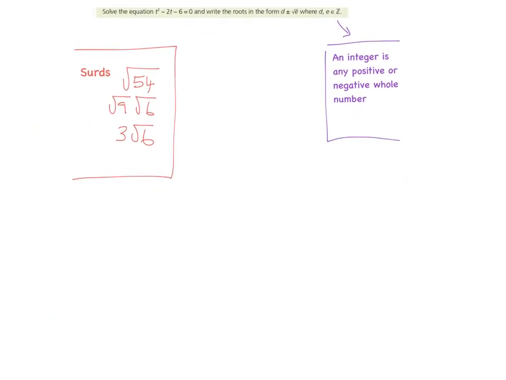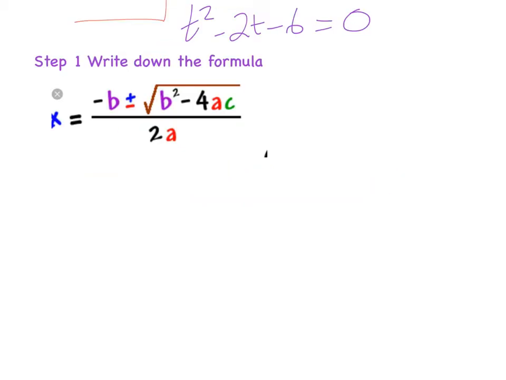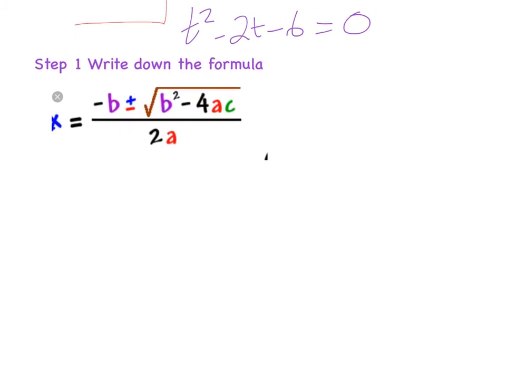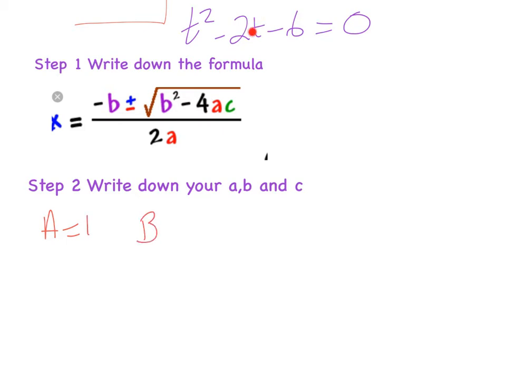Okay, so I have t squared minus 2t minus 6. And we always know that when we're using the minus b formula, step 1 is of course to write down the formula. And step 2 then is to assign your a, b and c, so to fill in your variables. So in this instance I can see that my a is always going to be the number in front of the x squared, or in this case the t squared, and it is 1. My b is the number in front of the letter, so the x or the t, and in this case it is minus 2. And my c is the constant, so the number at the end, which in this case is minus 6.